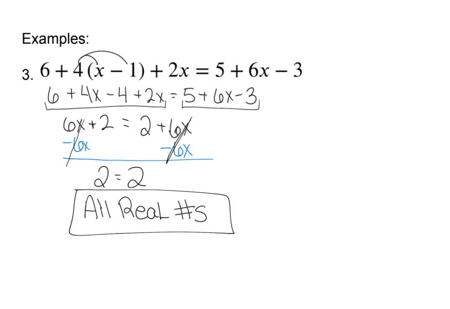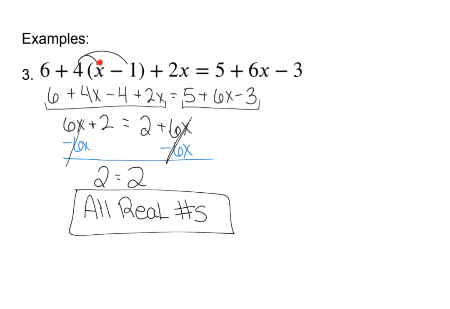Now, if you get down to this spot and you get something that's not true, let's say we got 3 equals 2. That's never true, and nothing you can do can make it true, and that would be a no solution. But because we got 2 equals 2, and that's always true, that means all real numbers is our answer. What we're saying with this answer is you can put any value in here for x, as long as you put the same one in here and the same one in here, and this will check.